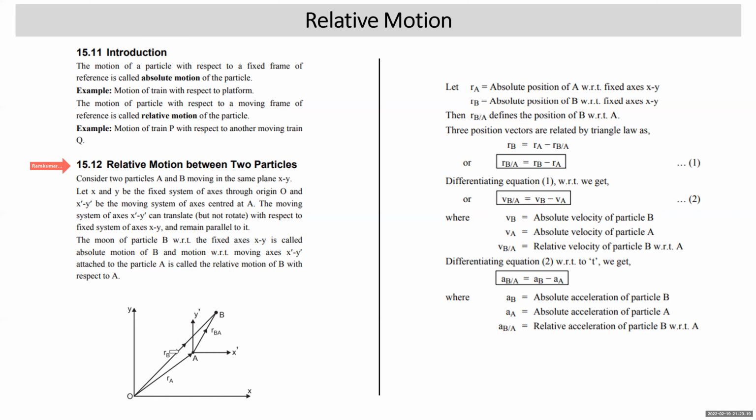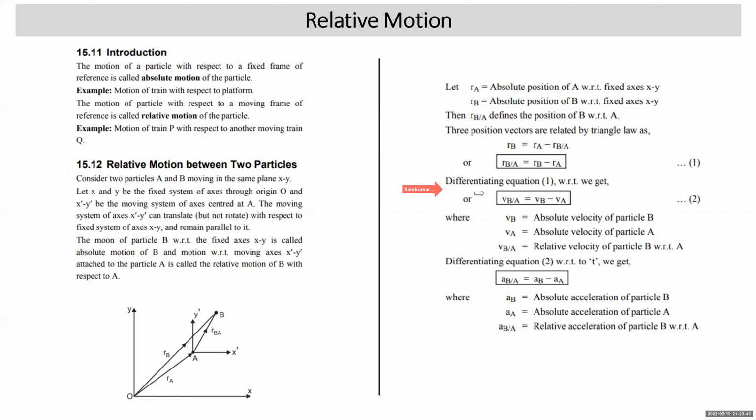With the law of triangle, RB is equal to RA plus RBA. So RBA will be equal to RB minus RA, where RB is the absolute position of particle B, RA is the absolute position of particle A, and RBA is the relative position of B with respect to A.